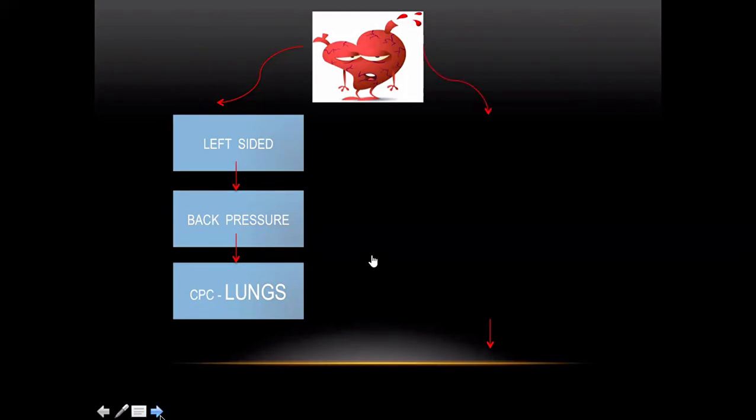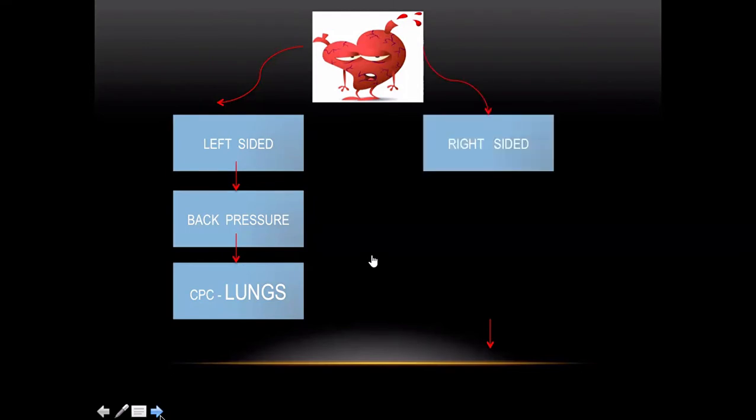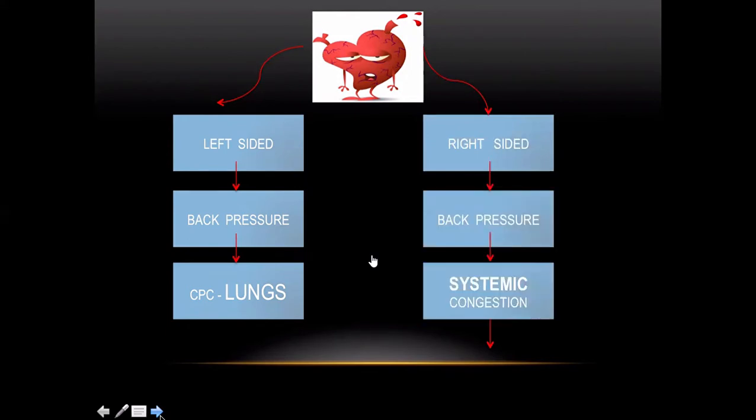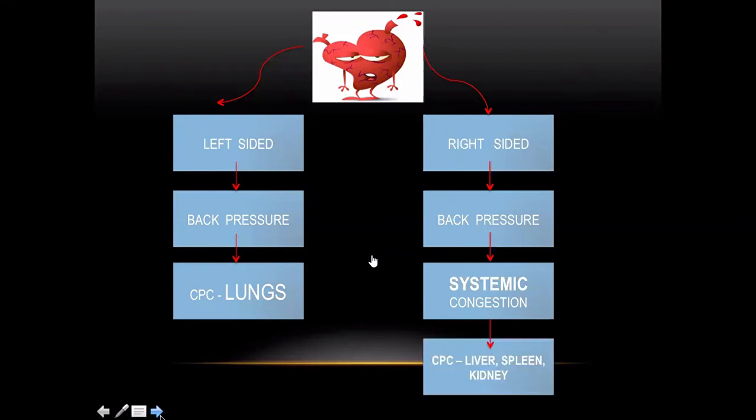Okay? So how about right-sided? If right-sided, magba-back pressure din yan. Saan? Systemic, di ba? Systemic congestion. So usually any part of the liver, then down, organs. So the liver, the spleen, and the kidney. So there will be a congestion in the liver, in the spleen, in the kidney. Okay? So if you have a heart problem, pag left-sided na yan, pwede ang tubig ang bumalik, pwede ang blood ang bumalik. Same also as in the right side.